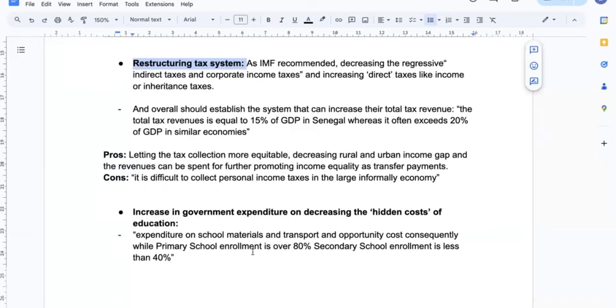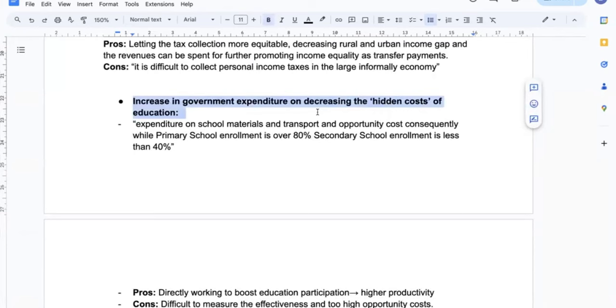Second demand-side policy to evaluate is restructuring the tax system. And just like the policy above, you can check the details of the policy, refer to the text and data. Last type of demand-side policy is to increase government expenditure on decreasing hidden costs of education. And you can find pro and con.